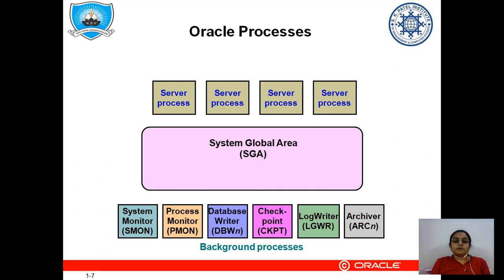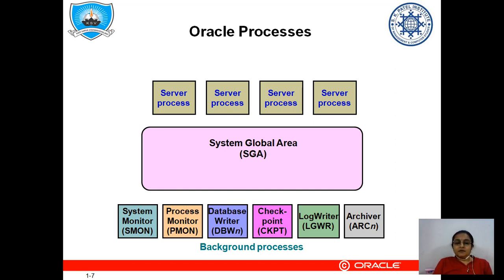Process monitor, PMON, will take care of whatever process is being done by the user, whether the transactions executed by the user are completed or not, and in terms of memory, whether the area is clean or not, whether it is pinned or unpinned. This is taken care of by the process monitor, and if for any reason the process or transaction is aborted, the process monitor will take care of that to take the database into a consistent state.